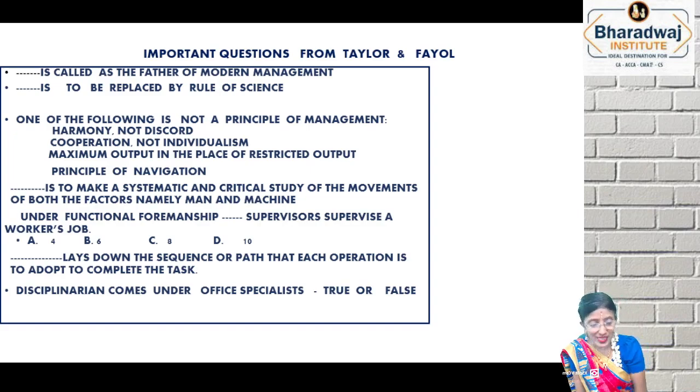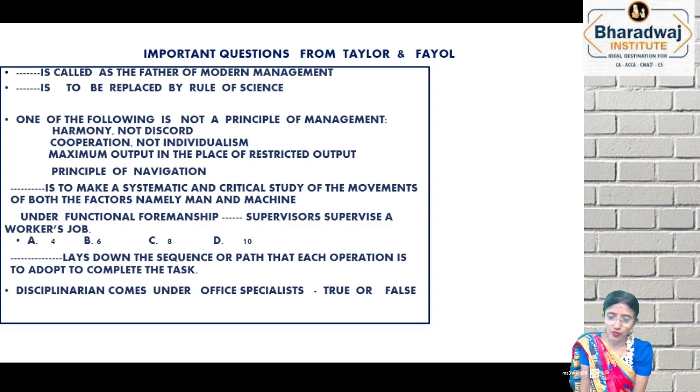One of the following is not a principle of management. Scientific management. We are talking about scientific management. See, we have given 4 options. Principle of navigation. Perfect, yeah. Correct. Somehow you got it. Dash is to make a systematic and critical study of the movements of both the factors, namely man and machine. Here it is a question on technique of scientific management. You have a lot of techniques there. If you know the techniques, you can answer this question.